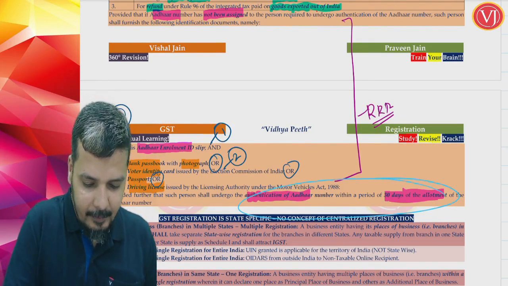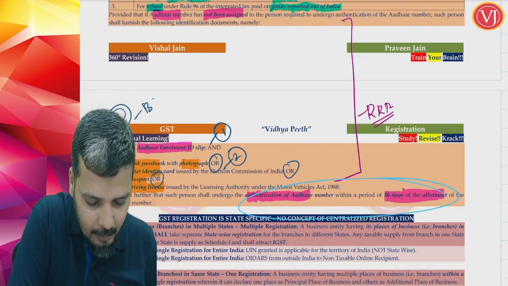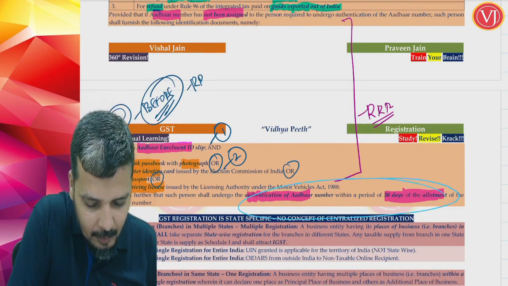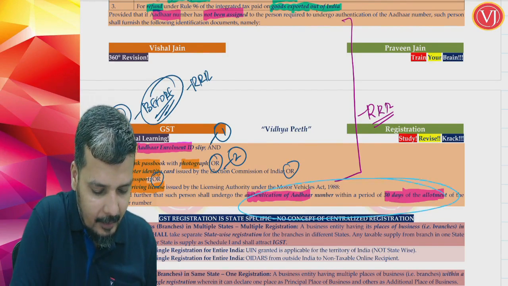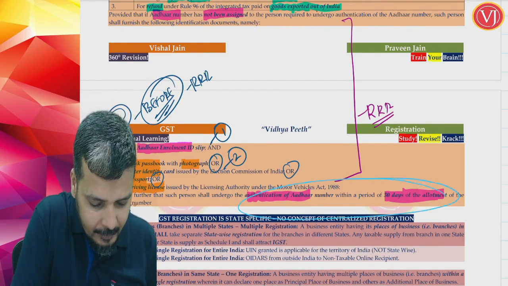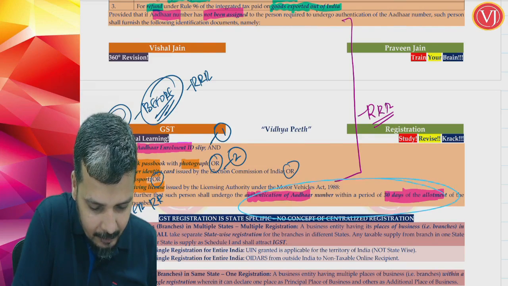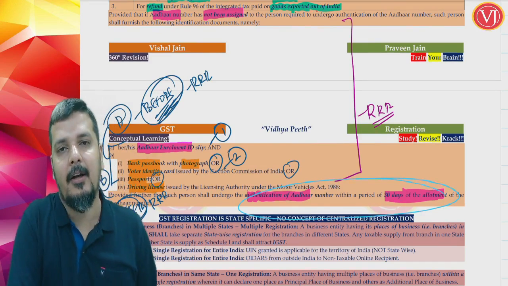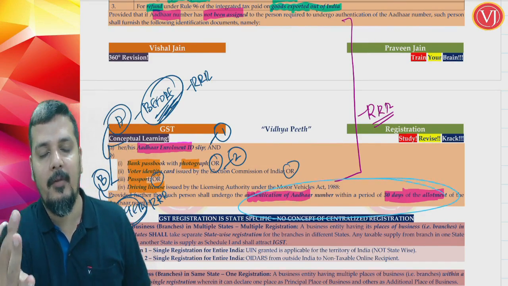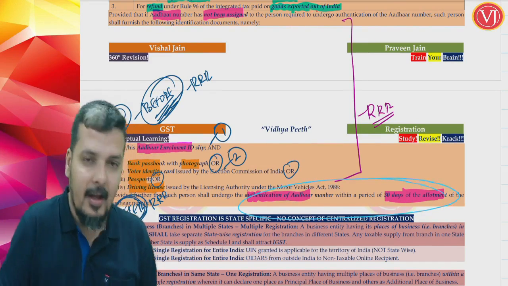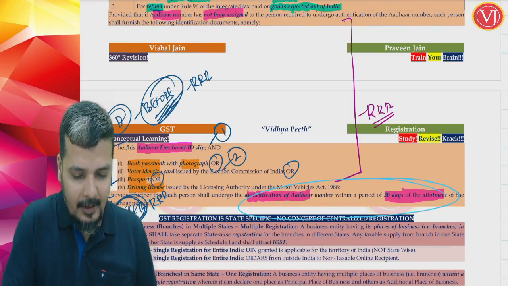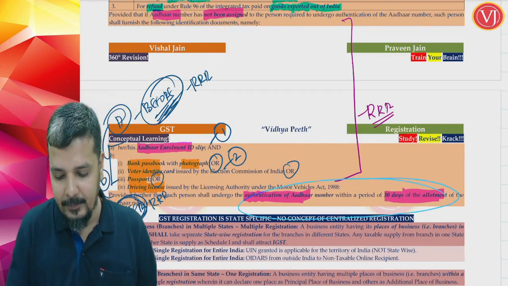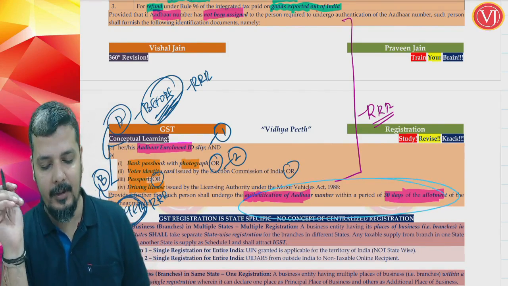One is before getting the benefit of RRR, one is after getting the benefit of RRR. So one is the condition that you have to satisfy before applying for revocation or getting normal refund or special refund. Second is after you get the benefits, the moment you get your Aadhaar number, you have to link your Aadhaar within 30 days. So that is given here.